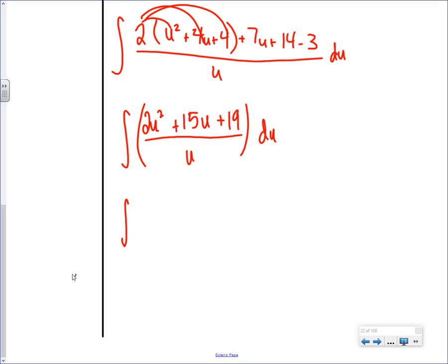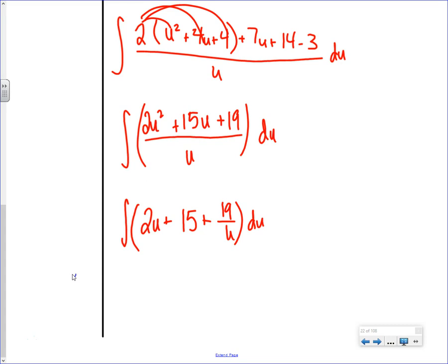Anyway, so when we divide, we get 2u plus 15 plus 19 over u. Double check. Do you guys agree? This one u's left, no u's left, and then 1 u's and they're down.